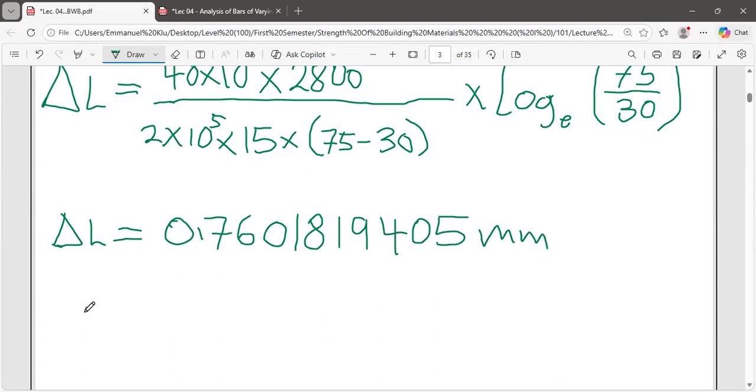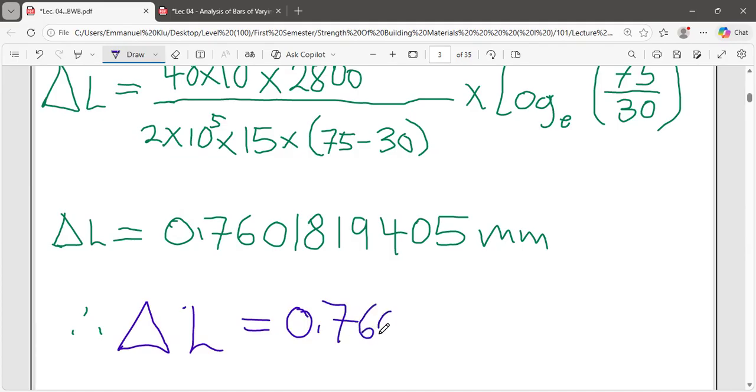So finally, we can say that our total change in length of the bar is equal to 0.7602 millimeters. So this is the answer you are supposed to be getting.